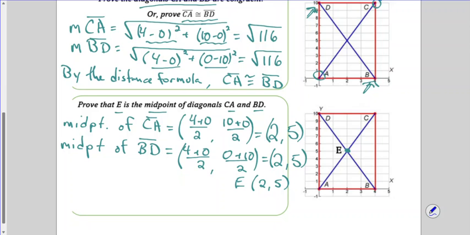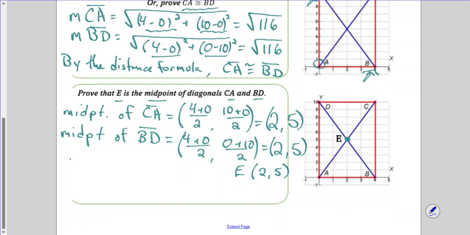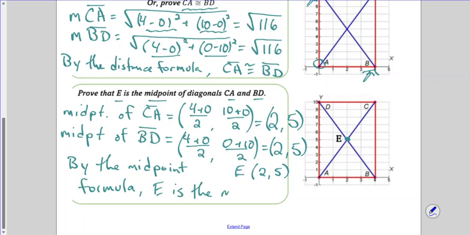So I can say by the midpoint formula, E is the midpoint of BD and CA. You demonstrate what you want to demonstrate, and then you say, by that formula, it's clear that I've shown what I need to show.